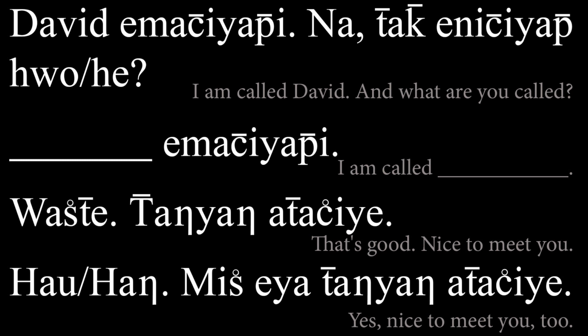And from mini lesson 4, you learned ho and he, so I don't have to repeat that all the time. You look at the English and you see what I was saying. I am called David, and what are you called, or what is your name? And then the answer would be whatever the person's name is, and then he or she would say emachiapi.